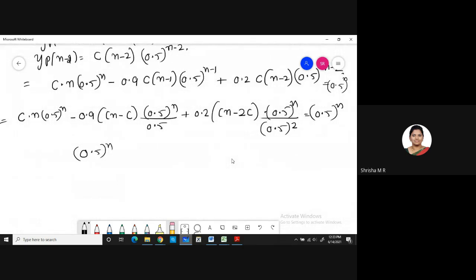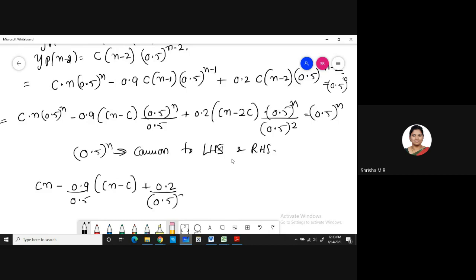So if we cancel out that on both the sides, common to LHS and RHS, you have Cn minus 0.9 by 0.5 into Cn minus C plus 0.2 by 0.5 whole square into Cn minus 2C, which is equal to 1. Correct?